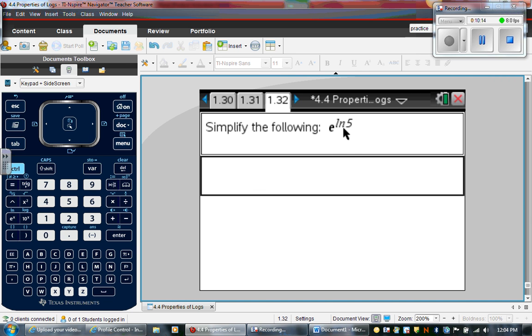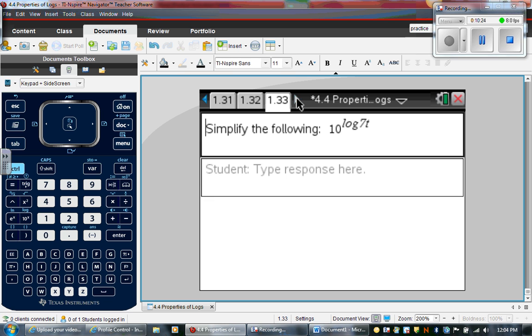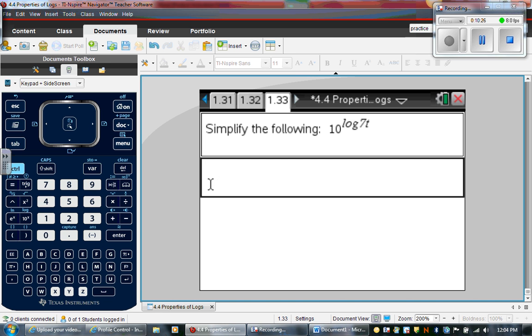Same thing here. Remember, the base of a natural log is e. So e raised to the ln of 5 is simply going to be 5. 10 to the log of 7t. Remember, this is a common log, which means its base is 10. It's just not written. So we're going to be left with 7t.